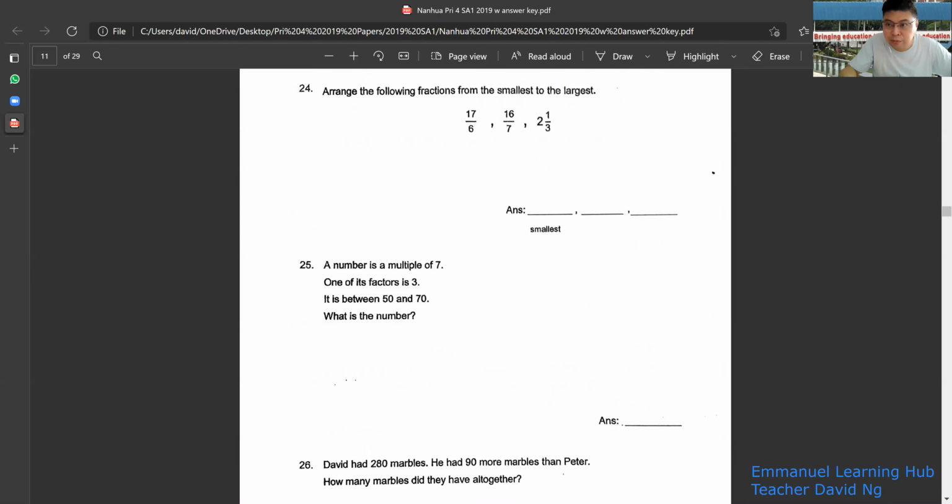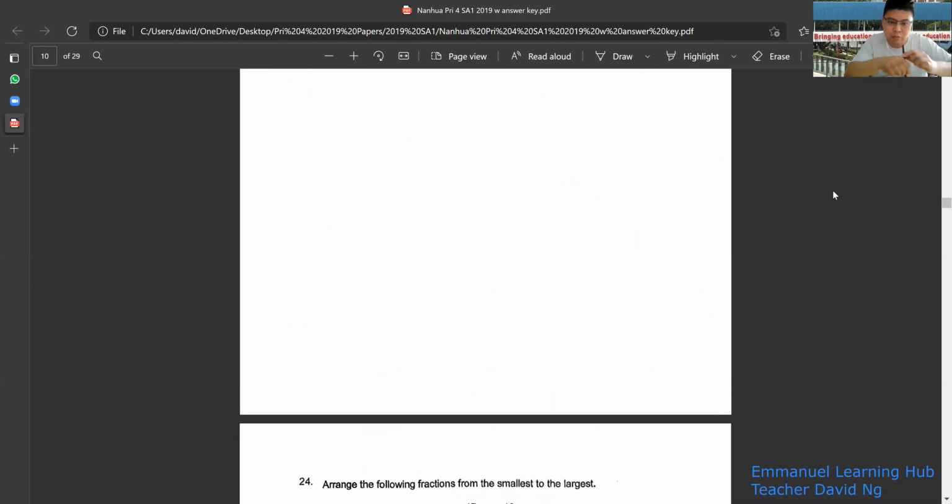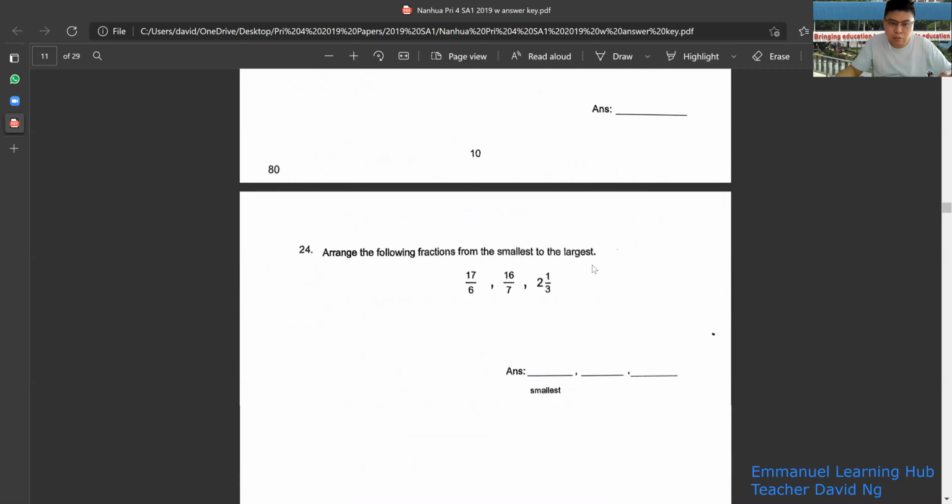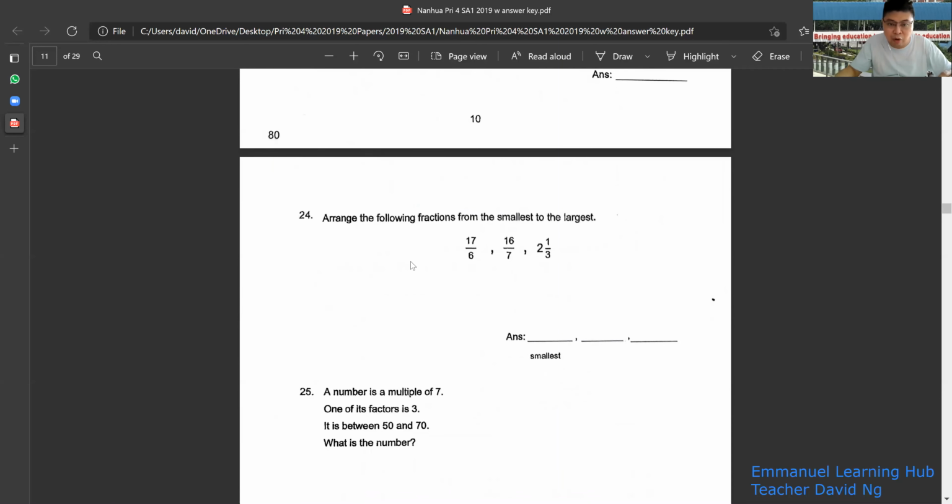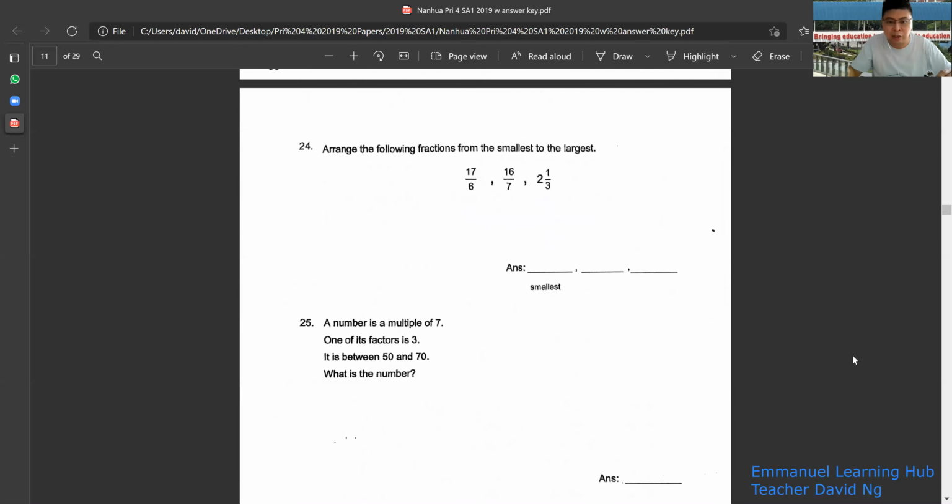Okay, 24. Okay, arrange the following fractions from the smallest to the largest.